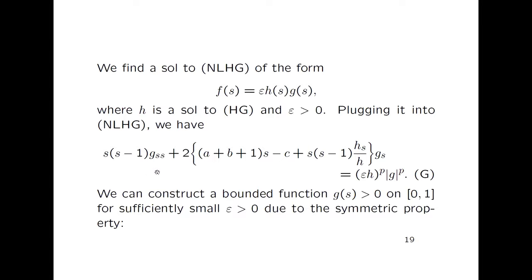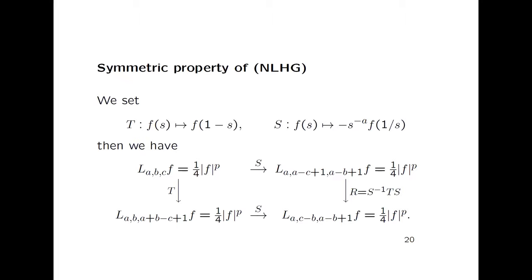Of course, to realize this idea, I need some extra work, so I'll explain more tomorrow. But the most important property to realize this is the symmetry property that the nonlinear HG has, because the usual hypergeometric function has a similar kind of symmetry, and such a symmetric property is preserved even for the nonlinear version. This is another discovery. That means this nonlinearity has some nice structures, I think. The symmetric property reflects the nice property of the nonlinearity. I'll explain that. If S is transformed to 1 minus S, let's introduce the operator capital T.